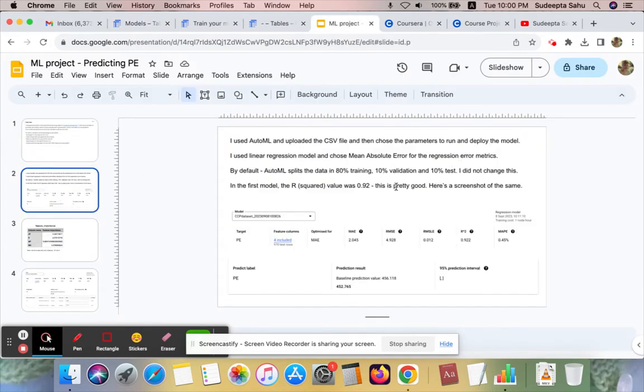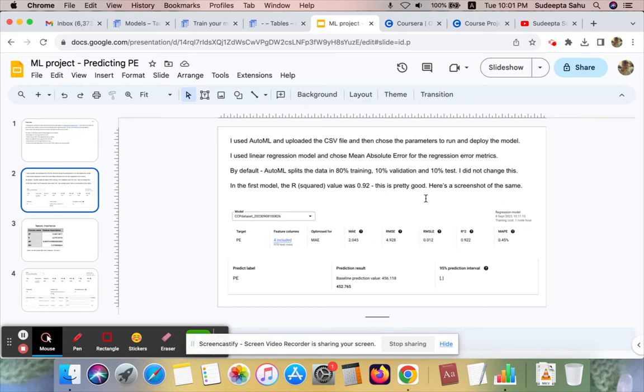By default, the AutoML splits the data into 80% training, 10% validation, and 10% test. I did not change this because it was not required. So I ran the model, it's a linear regression model, and I've chosen mean absolute error because I think that it's influenced by scale and it's more robust to outliers. So that's the reason why I've gone ahead with MAE, the mean absolute error.